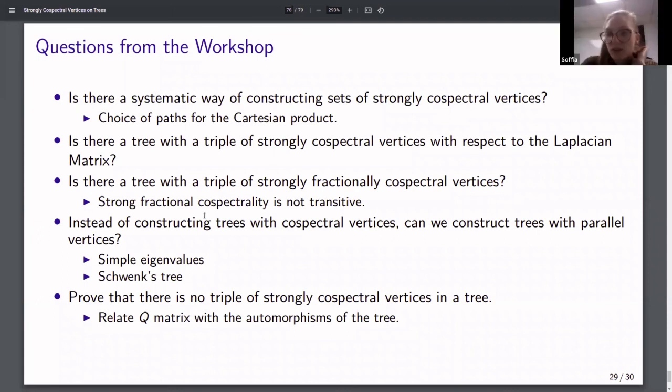I would think that with Cartesian products, you could not get 3. Or odd in general, you think? Yeah, well, if you're looking at the boundary vertices, the vertices that have lower degree than the rest, then they will all be strongly cospectral to each other when that happens. So you have to actually get a power of 2. But this is kind of just a feeling. I think this is true. Okay.